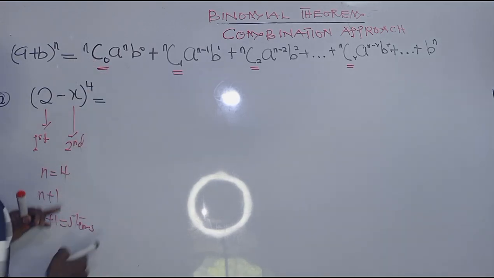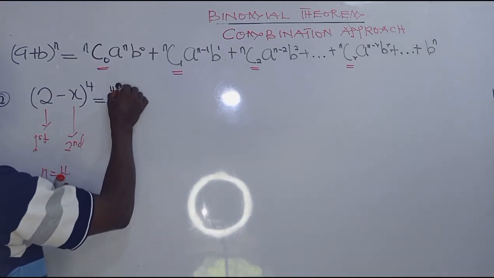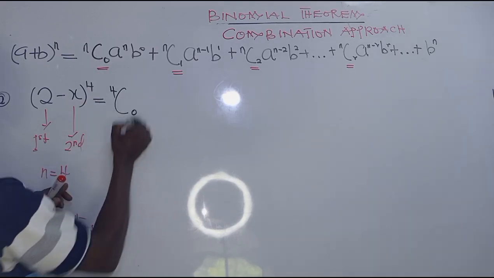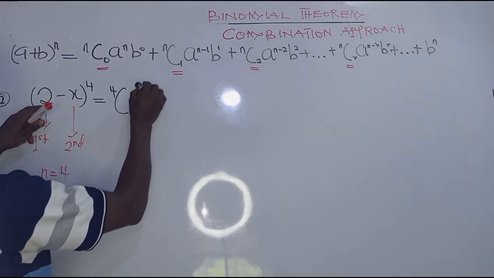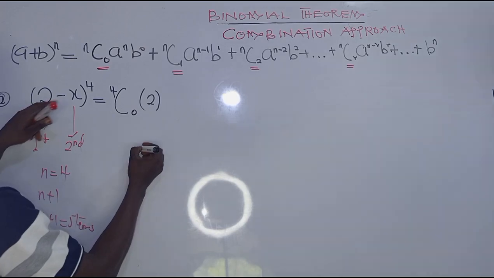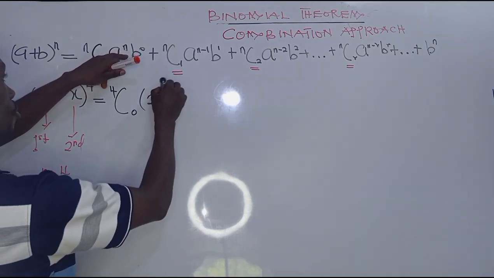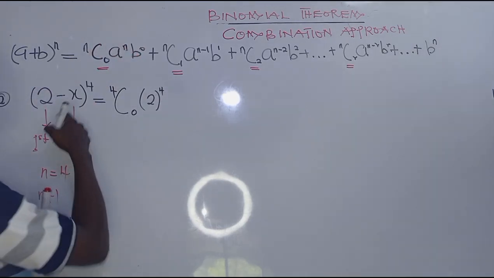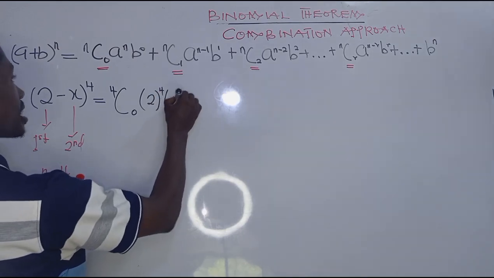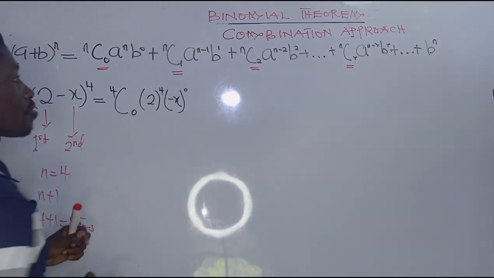We have our n. Our n is 4. So 4 combination 0. Our first term is what? 2. So we have 2 raised to the power n. Our n is what? 4. And then our second term is what? Minus x.